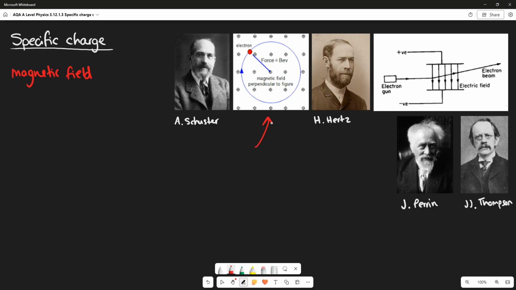This technique over here. He understood that a charged particle would move in a circle if it was subjected to a magnetic field, and the force causing it to move in a circle was a centripetal force. So he understood that a centripetal force, which has this equation here, can be equated to the force of the magnetic field. And you can rewrite this equation for velocity.